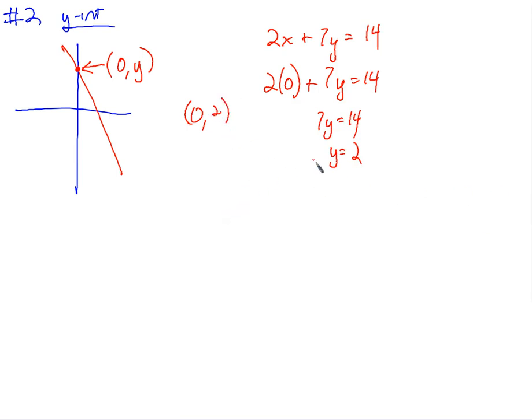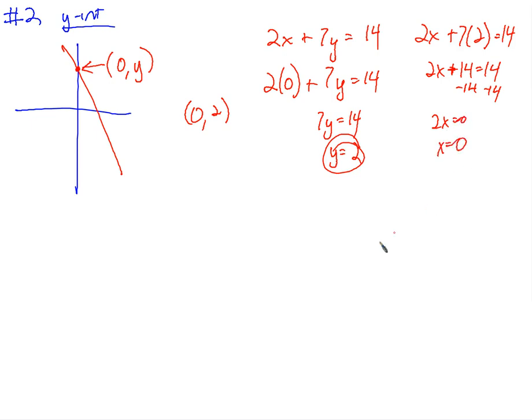Okay, we can test it out. We can say, well, y is 2. Let's just verify this to ourselves. 2x plus 7 times 2 for y. 2x plus 14 equals 14. We'll subtract 14 on both sides. 2x equals 0. X equals 0. So 0 comma 2, just like we have written over here. So this is the place on the y-axis where the graph crosses the y-axis.